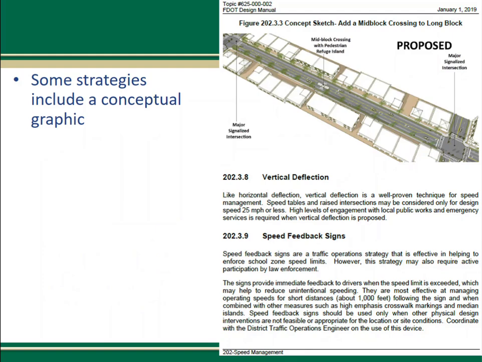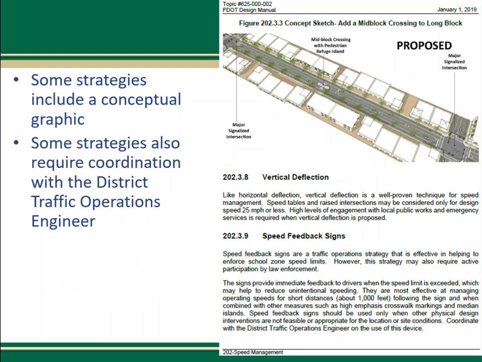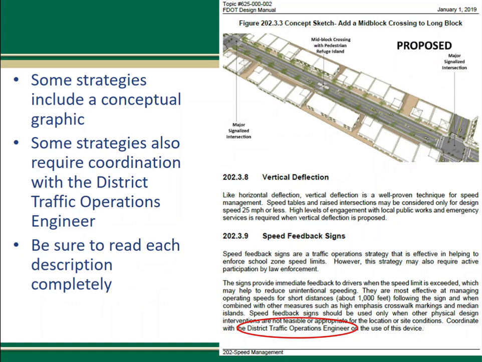Some of the techniques also include conceptual sketches. These are usually for techniques that have not typically been used on the state system or that may require some additional explanation. And some of the strategies also require the coordination with other offices, such as the District Traffic Operations Engineer. So if you're looking, for instance, at speed feedback signs, you'll notice that this requires the cooperation of the District Traffic Operations Engineer. Some of these techniques that are listed here cannot be implemented just by the designer. You actually have to go and work with the other offices as necessary to make these happen. So be sure that you read each description completely to make sure you understand who all you need to talk to and where the criteria are found to use each of these techniques.